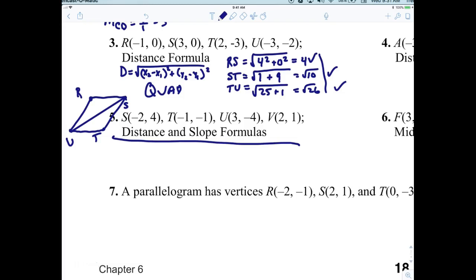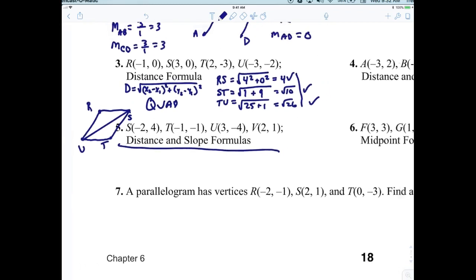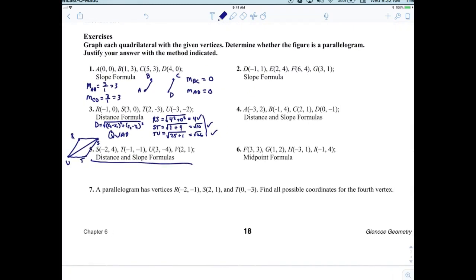Is that why you didn't do RU? Because you didn't know those were equal, so you didn't even have to do RU? There you go. Perfect. If it gave you the parallelogram like RSTU, you would have to plot it. Right. That's what I thought it said. Look, it says graph each quadrilateral. Determine whether it's a parallelogram. It doesn't say prove the parallelogram is right. So we're just showing you the different ways.